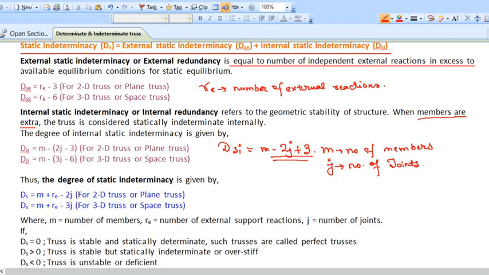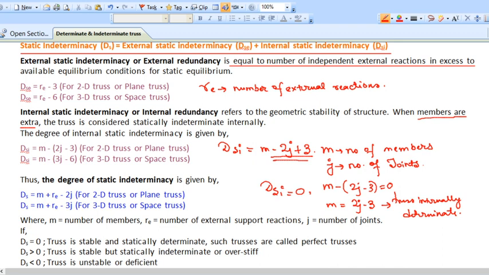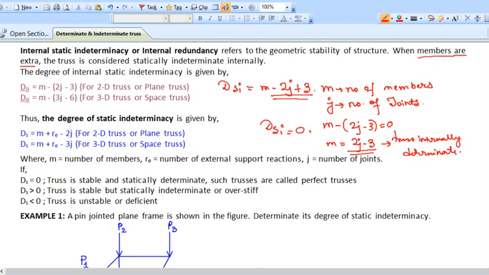If I say DSI equals 0, what will it become? It will become m minus 2j minus 3 equals 0, or we can write m equals 2j minus 3. At this point, we consider the truss as internally determinate. Why? Because you'll be able to find out the number of members using 2j minus 3. Now if m becomes greater than 2j minus 3, it will be internally redundant.